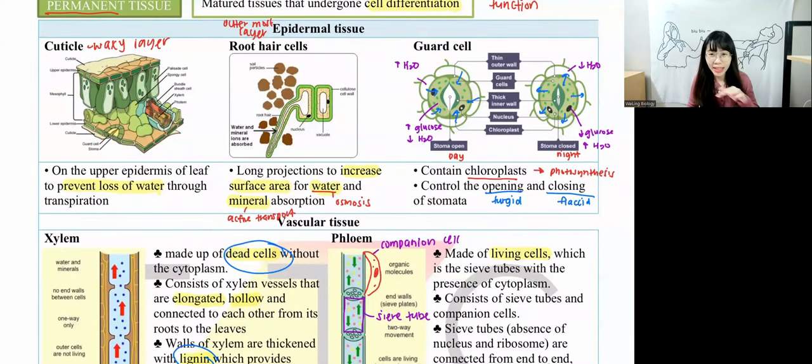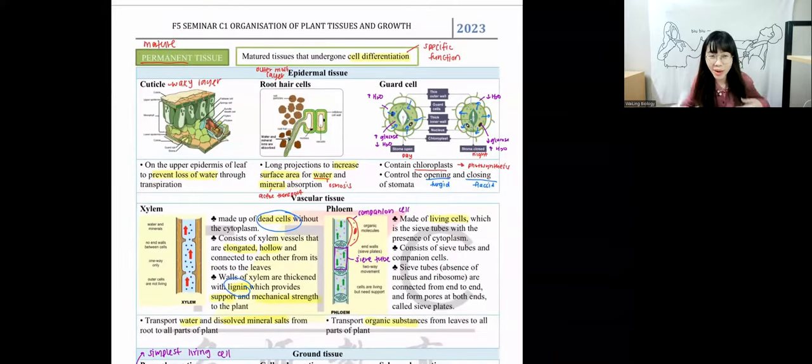Okay, now, done with this? Anybody has question about permanent tissue, guys? This question, it will not be an essay question. Most likely, it will be a structure question. They ask you to write the function of cuticle. They ask you to write the function of root hair cell or xylem phloem. So most likely, it's a writing function question or based on diagram to write the name. So how many marks? Usually maximum is 4 marks.